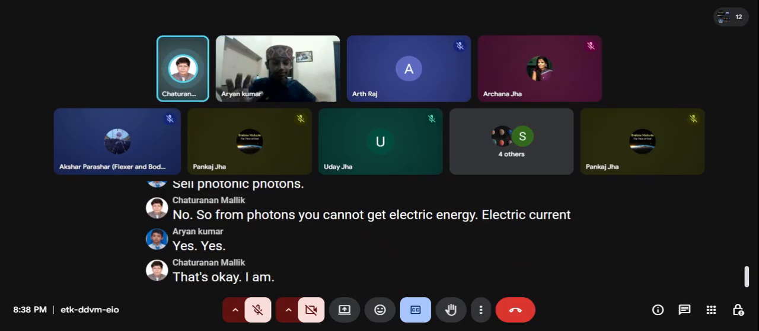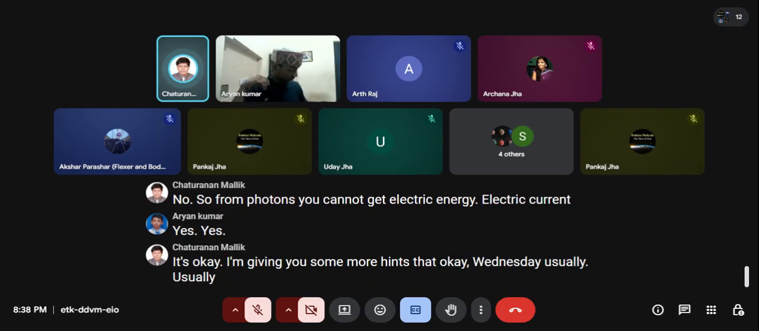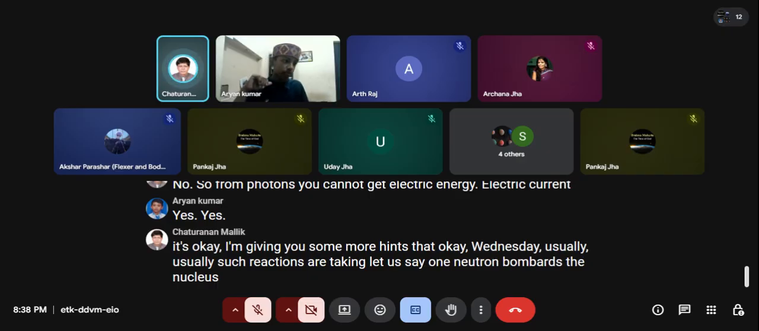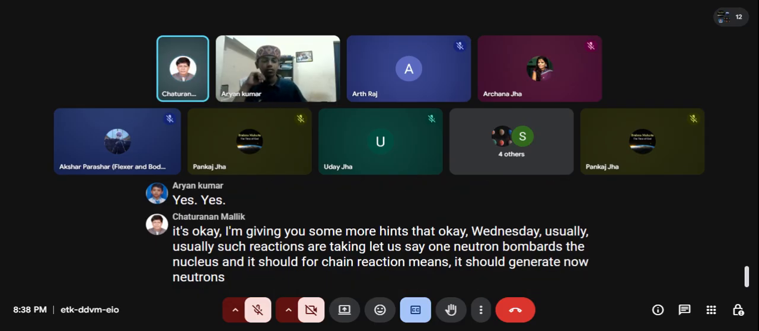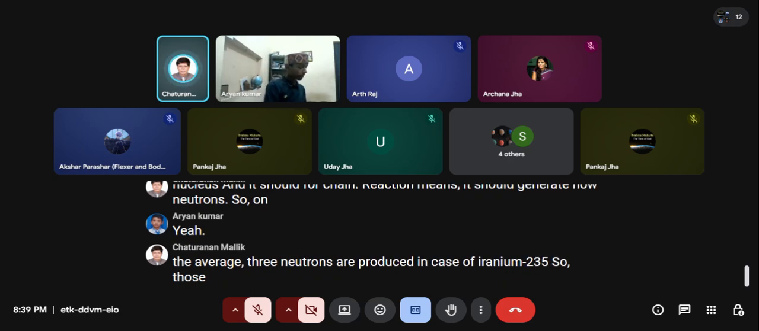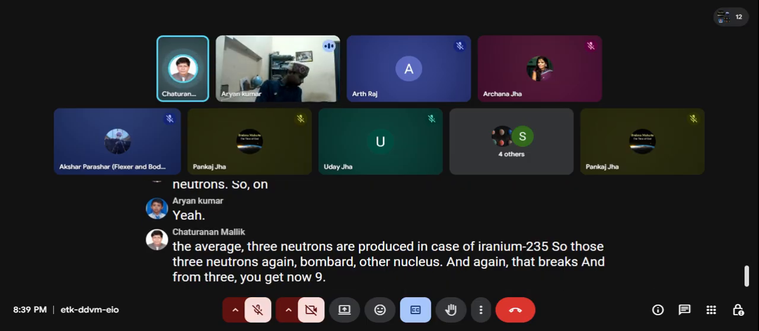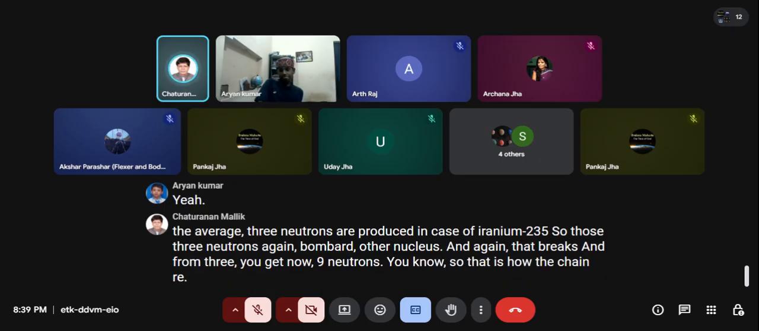Okay, I'm giving you some more hints. Let us say one neutron bombards the nucleus. For a chain reaction, it should generate more neutrons. On the average, 3 neutrons are produced in case of uranium 235. Those 3 neutrons again bombard other nuclei and again that breaks, and from 3 you get 9 neutrons. That is how the chain reaction takes place.